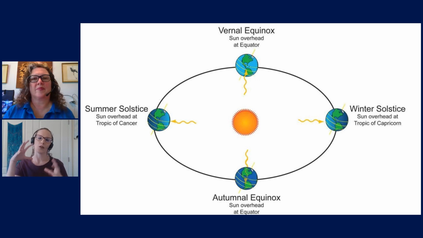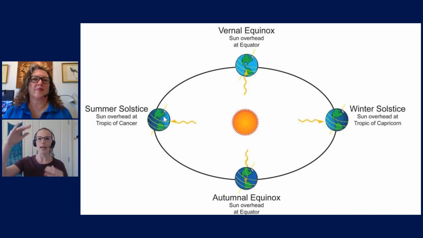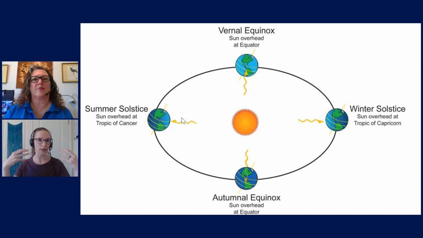So in the northern half of the Earth, over on the left side of the image where it says summer solstice, the tilt is toward the sun. That does a couple of different things. It means that the sun gets higher overhead for most of us. It means that we're getting more direct light from the sun.